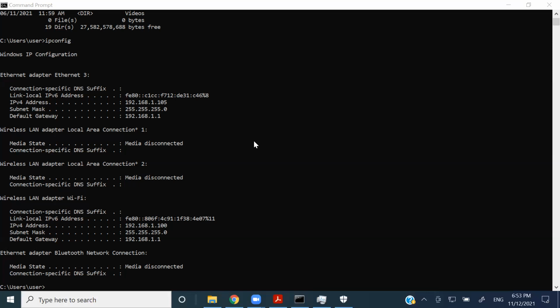So this is where you can find the IP address easily, and there are many other ways that you can do it. Here, under the Ethernet adapter or under the network configuration, you will find these things.